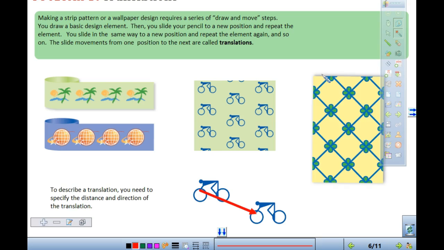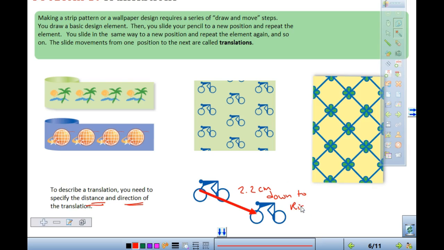So you are always going to be asked to describe a translation. You need to specify the distance and the direction. In this case, if we're looking at these bikes, we would say that it moves down to the right. And we could easily set a ruler and measure that distance. So it looks like it moved like so many centimeters. This one might move 2.2 centimeters, and we would say it moved down to the right. Please write this down, some of you that aren't writing.